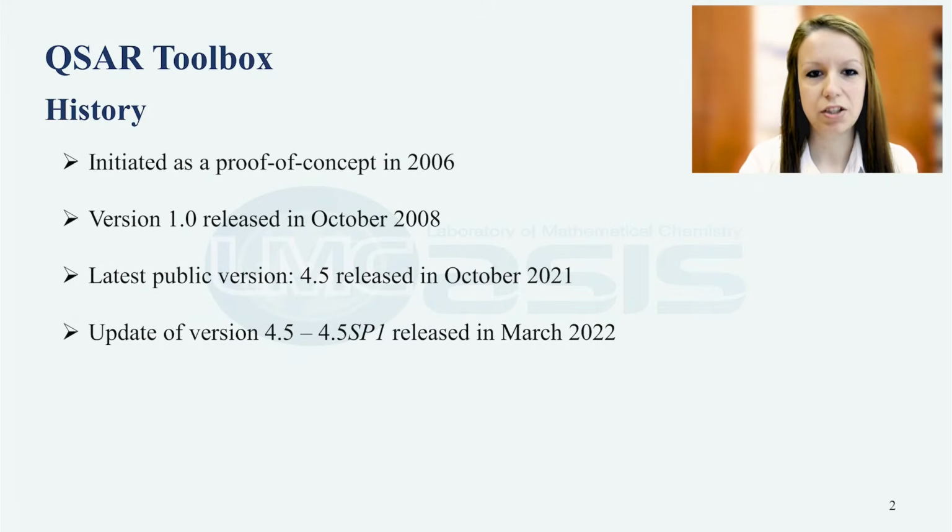Toolbox was initiated by OECD in 2006, and the first version was released 2 years later, when ECHA also joined the Toolbox coordination group. The latest public version is from October last year, and an update of this version was just released.